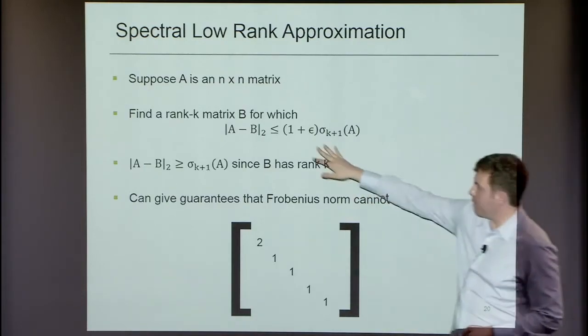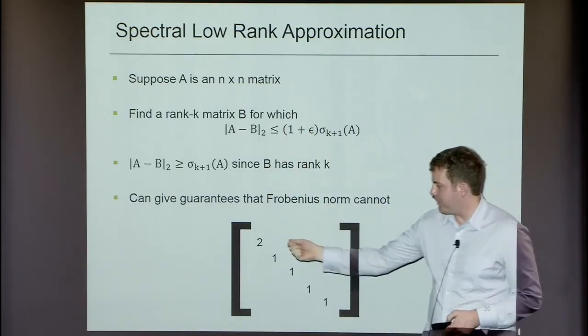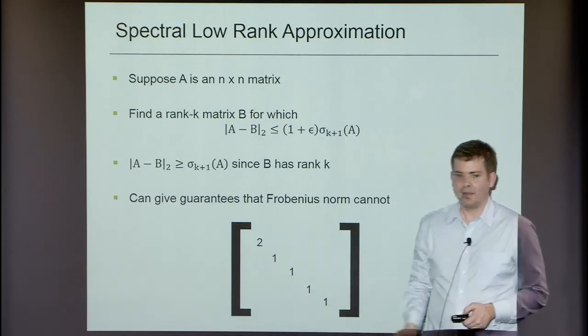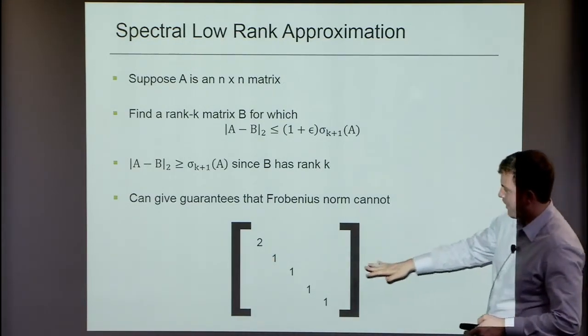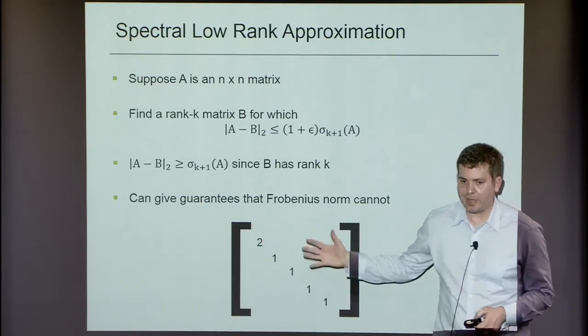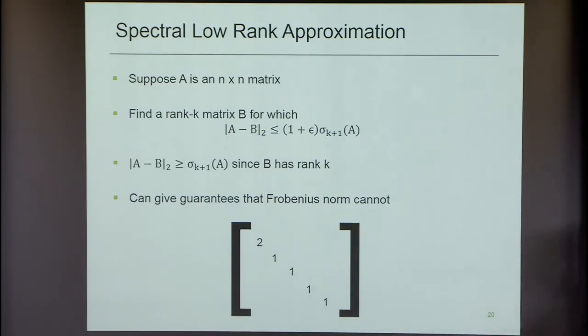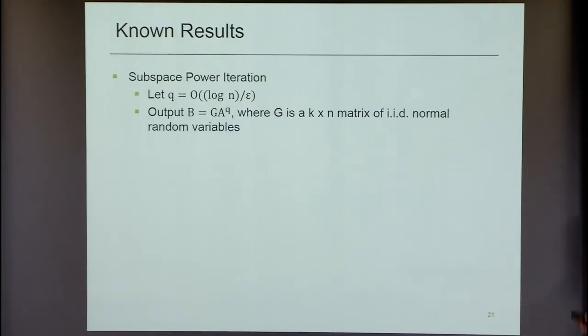But for this spectral low rank approximation, I really need to notice that there's a 2 here. Because I really need to reduce the operator norm of this matrix from 2 down to 1 plus epsilon. So this is just an example where it's much more powerful. Okay. So what is known about this? How do I compute a spectral low rank approximation?